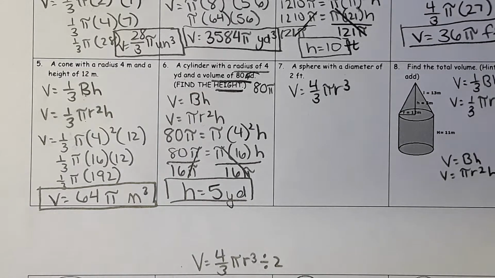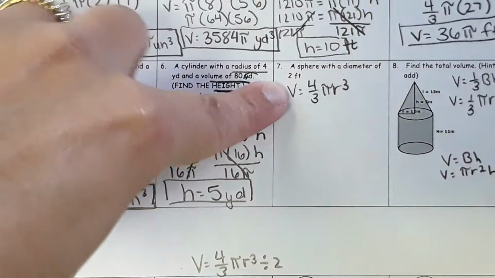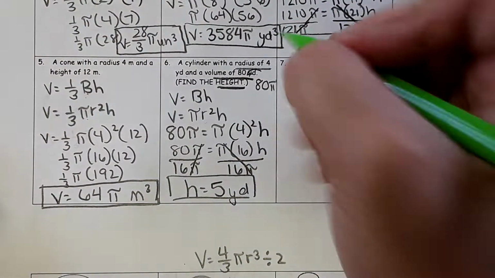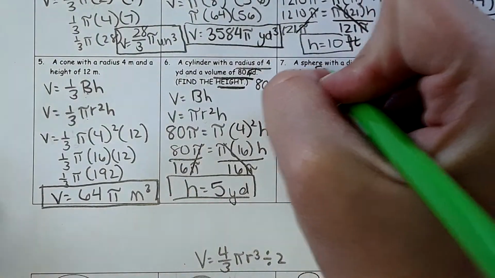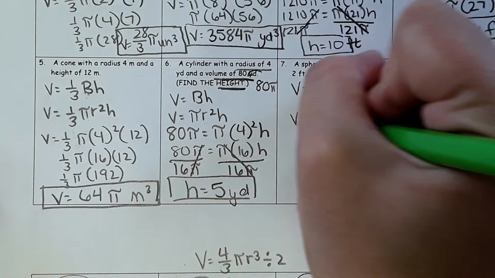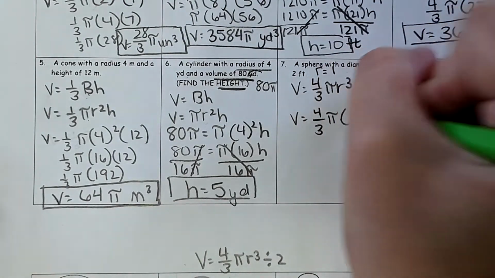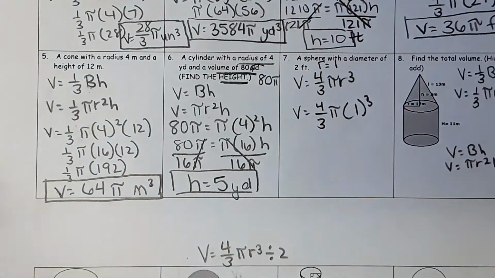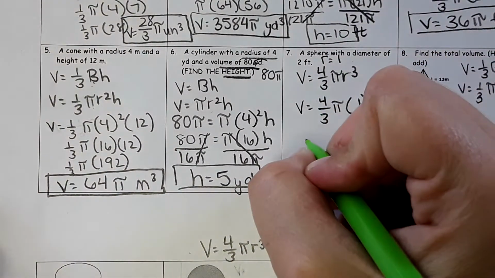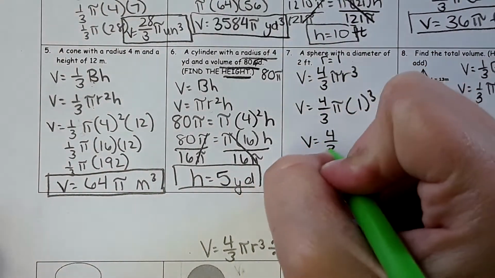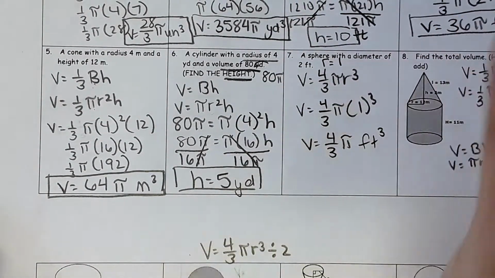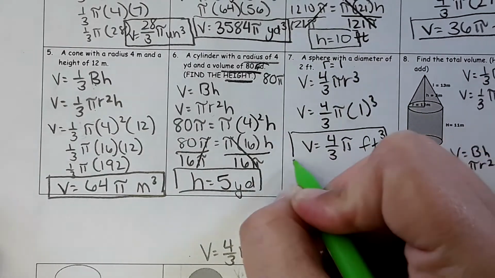Okay, next one, it's a sphere, so we wrote down the equation for volume of sphere. A sphere with a diameter of 2 feet. For the equation, we need radius. So if the diameter is 2, what would be the radius? 1, perfect. So volume equals 4/3 pi times 1 cubed. 1 times 1 times 1 is still going to be 1. So our answer here, volume equals 4/3 pi, and that's our volume. Feet cubed. Done.